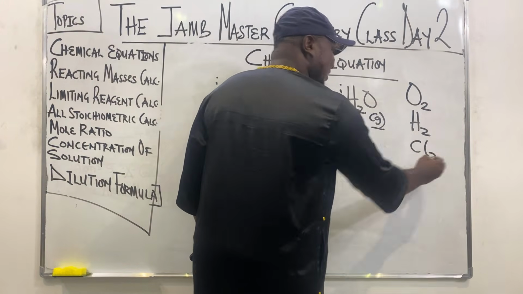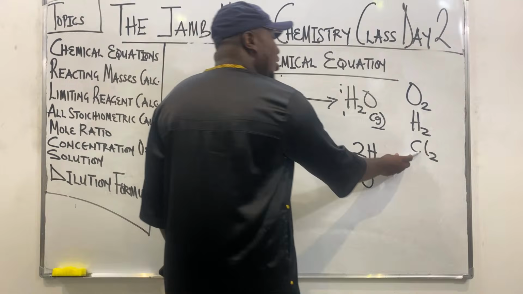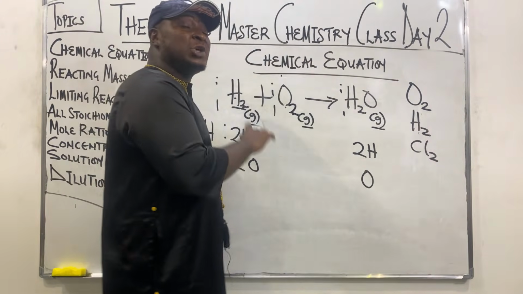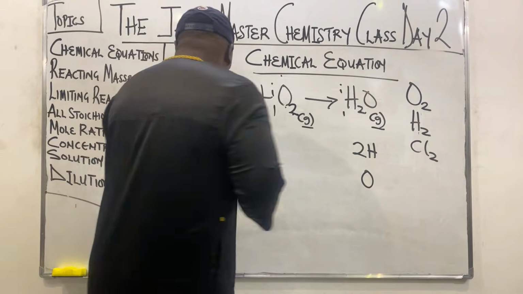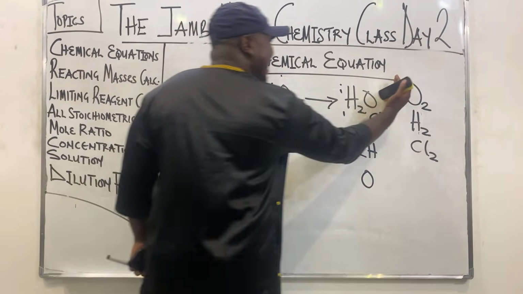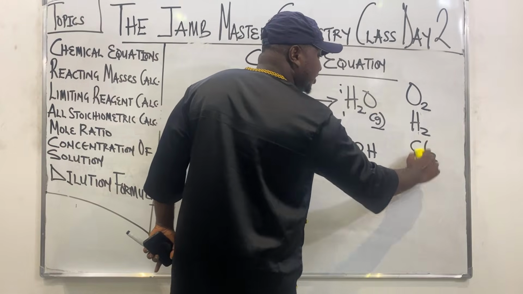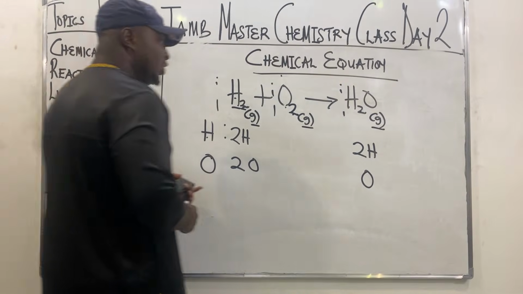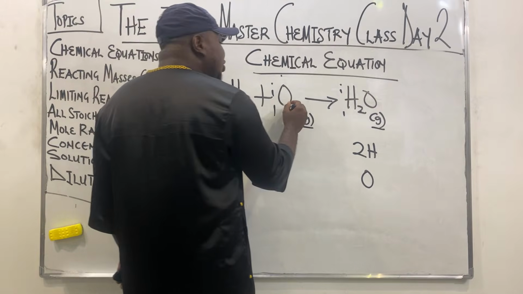Chlorine is diatomic. So class, you don't tamper with atoms like this. You don't change their numbers. If not, you affect the whole chemical identity of the atom. The only thing you can do is add something in front of them like this. But you cannot change these numbers below. Please take notes. So class, I want to make oxygen 2 here.